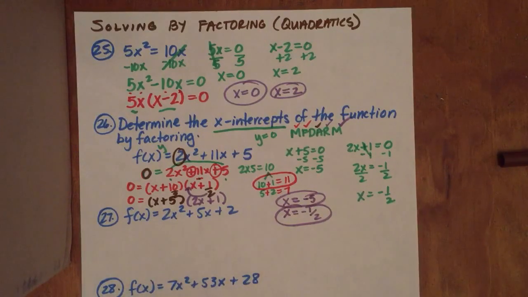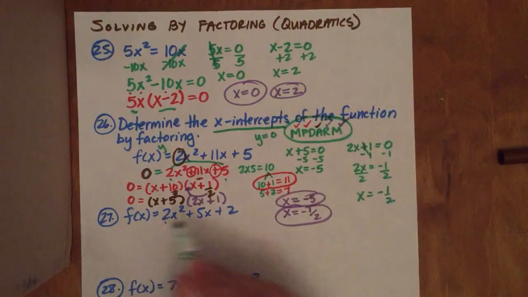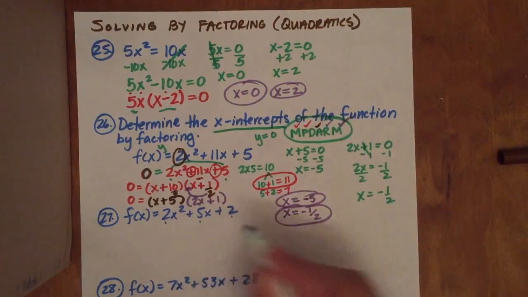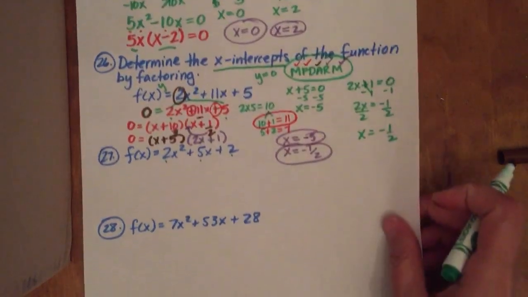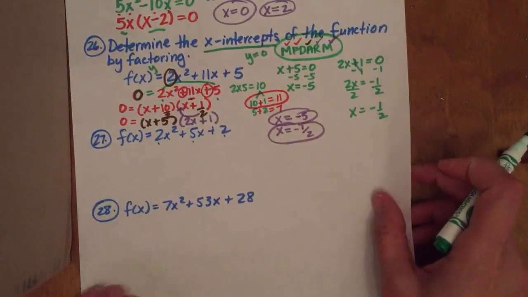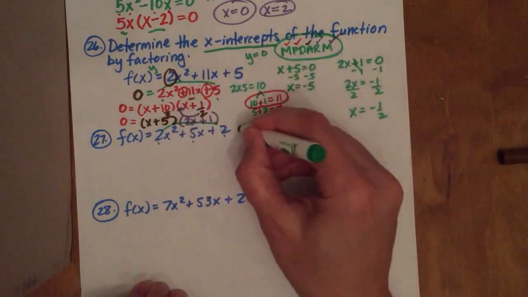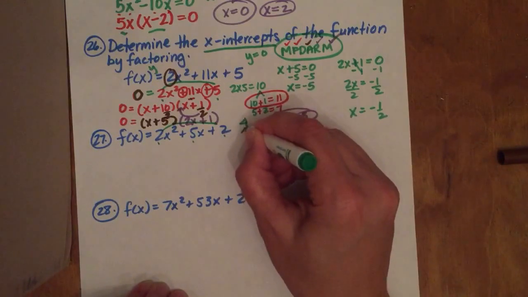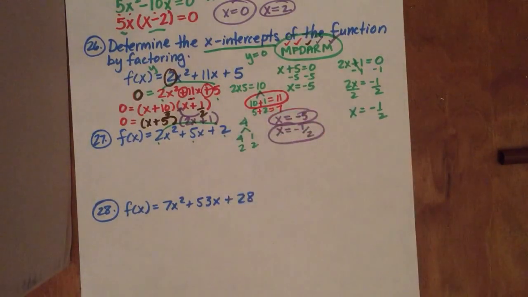So let's do number 27. We're going to use MF DARM again. I've got MF DARM up here. There's nothing common between 2, 5, and 2, so I can't factor anything out. There's no GCF. So what I'm going to do now is go through the MF DARM process. So I'm going to multiply A times C, which is 2 times 2, that's 4. The factors of 4 are 4 and 1 and 2 and 2.